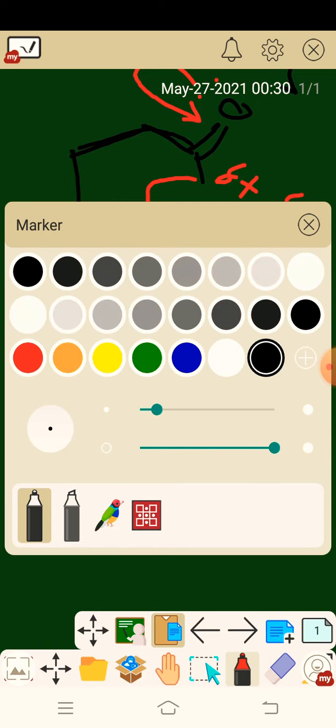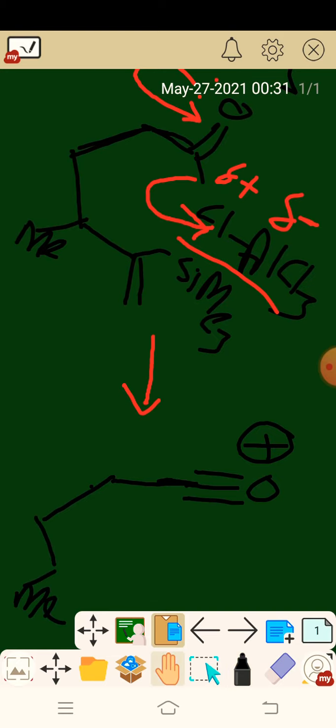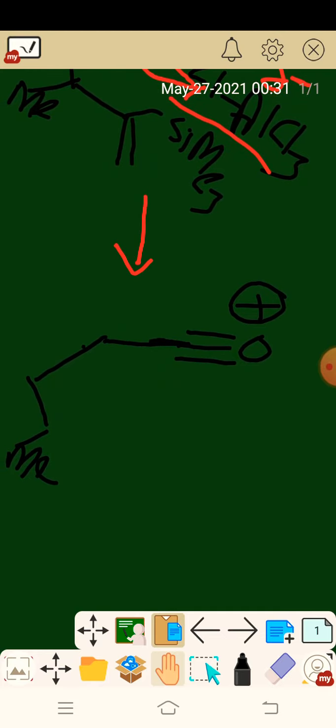Okay, see, in the next step there is a new bond with a carbocation generating here, and there is an ame, and there is a substituted alkene, and there is a SiMe3.